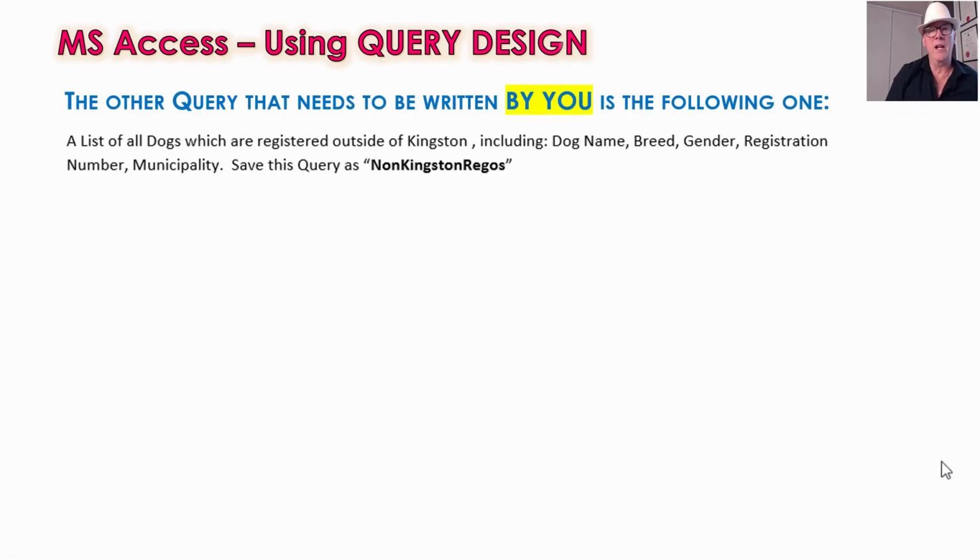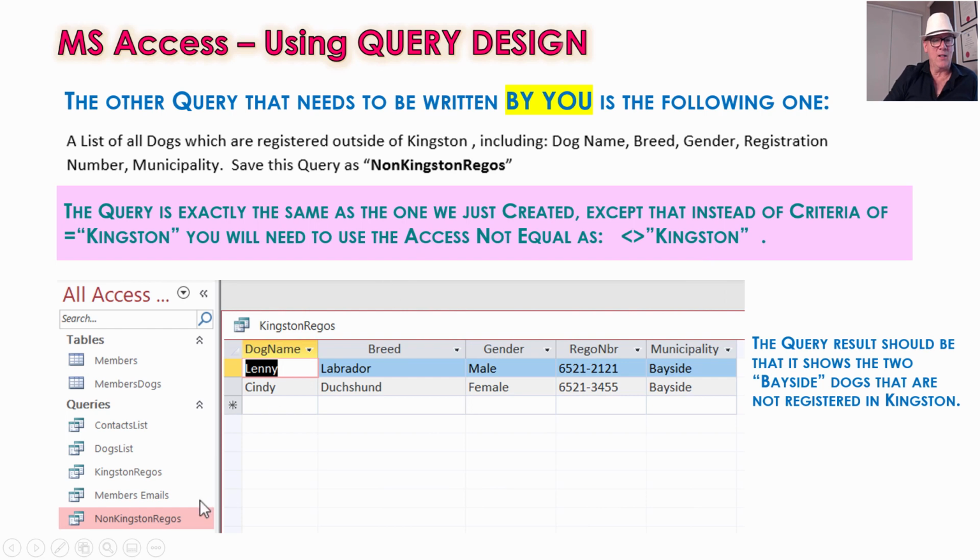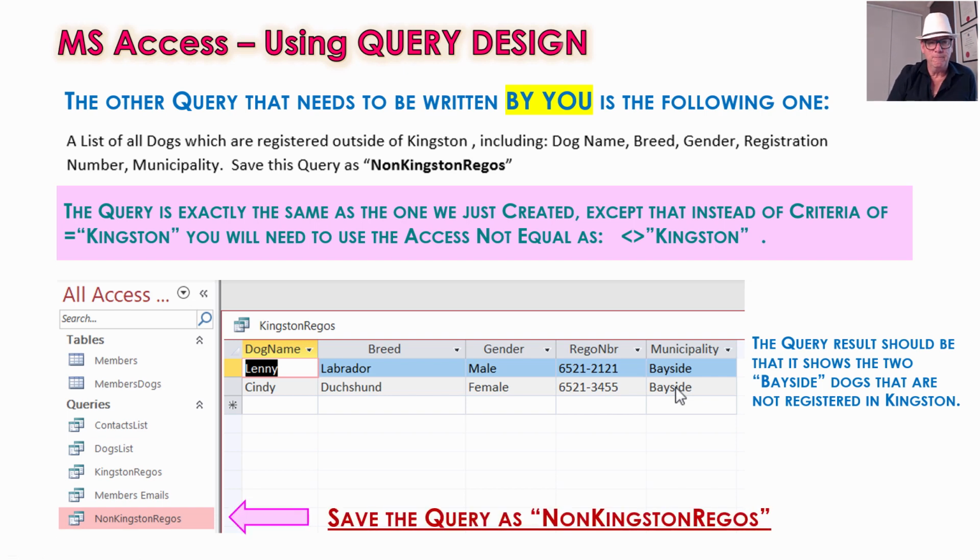Now the other query needs to be written by you. The non-Kingston Regos, you can do the same way, except instead of typing in equals Kingston in that criteria box, you're going to be typing less than sign, greater than sign, then no space, quote Kingston. When you run that, you should have the non-Kingston Regos query, and these 2 dogs, whose municipality is not equal to Kingston, is equal to Bayside, should come up. So you need to write that second query for the not Kingston ones and save that query as non-Kingston Regos. That's the name of that query.